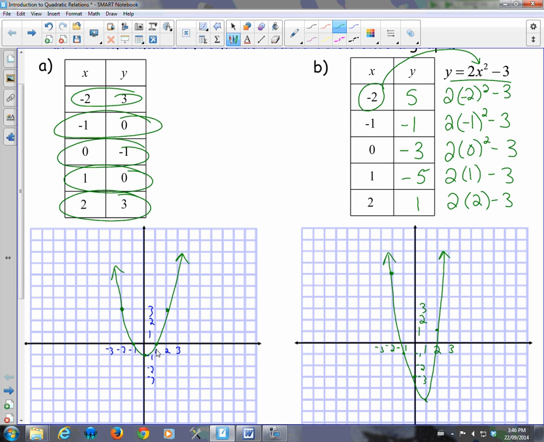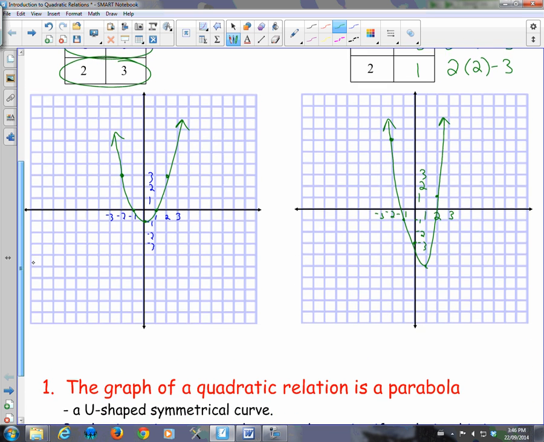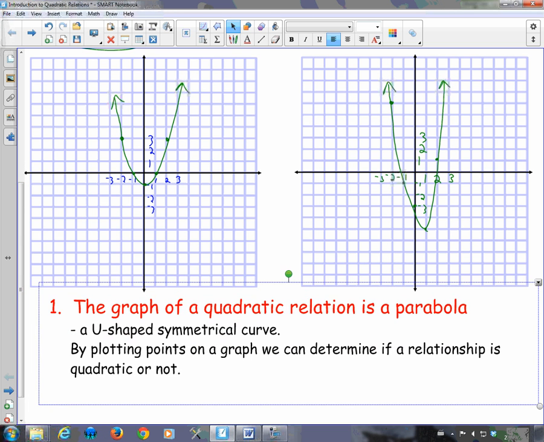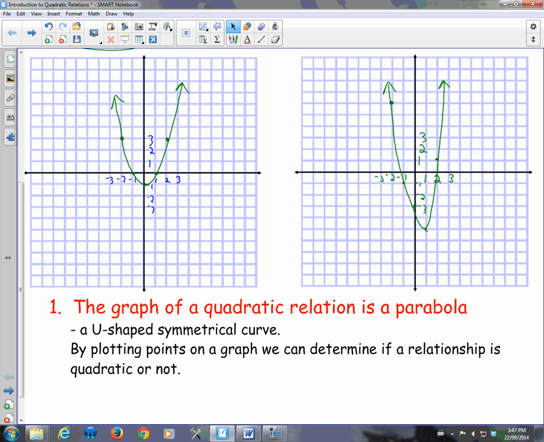So you can see the two graphs I've made have basically the same shape. One's a little skinnier than the other, and the other's a little bit wider. The graph of a quadratic relation is this shape. This shape is called a parabola. It's a U-shaped symmetrical curve. So by plotting points on a graph, if we see this shape, we know that the relationship is a quadratic if it has a parabola shape.